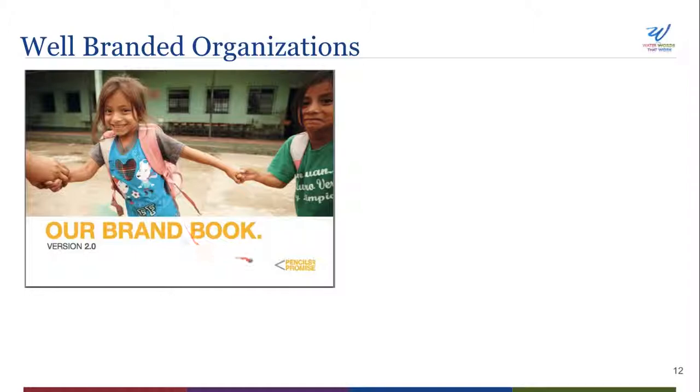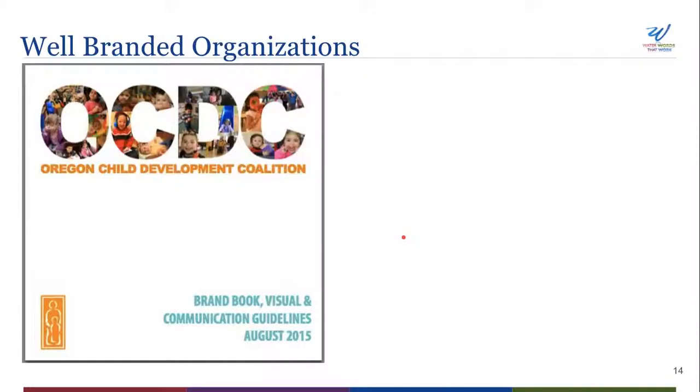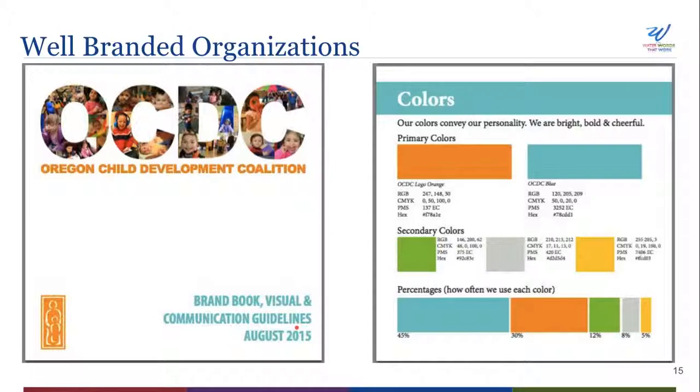Here's the brand book for Pencils of Promise. Start paging through that brand book. You're going to find their preferred colors: white, black, dark gray, light gray, and pop orange. Pencils of Promise orange. This OCDC, that's the Oregon Child Development Coalition. The document is called the Brand Book Visual and Communication Guidelines. Dive in there, and here are their colors. They've got them organized into two primary colors and three secondary colors, and they suggest how often you use each color.